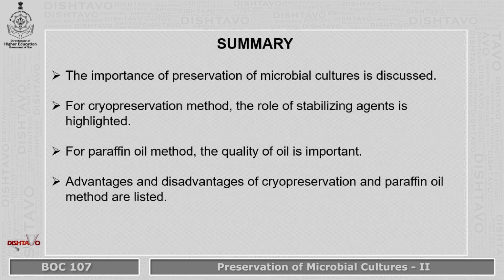Coming to summary, in this full chapter we have studied the importance of preservation techniques which are used to preserve microbial culture. Now in the cryopreservation method, the role of stabilizing agent is highlighted, wherein they protect the microorganism from the damage due to freezing stress. In the paraffin oil method, quality of oil is important. Lastly, the advantages and disadvantages of cryopreservation and the paraffin oil method are listed.